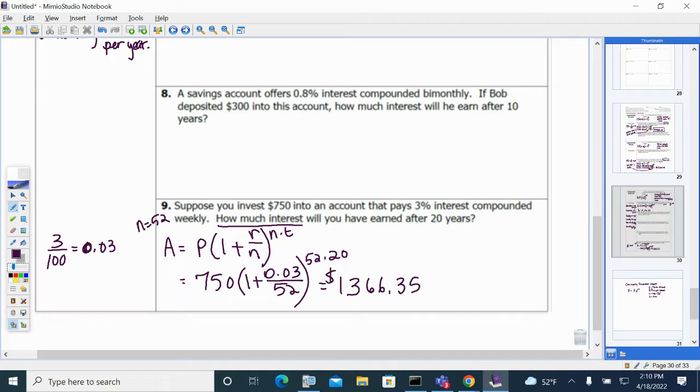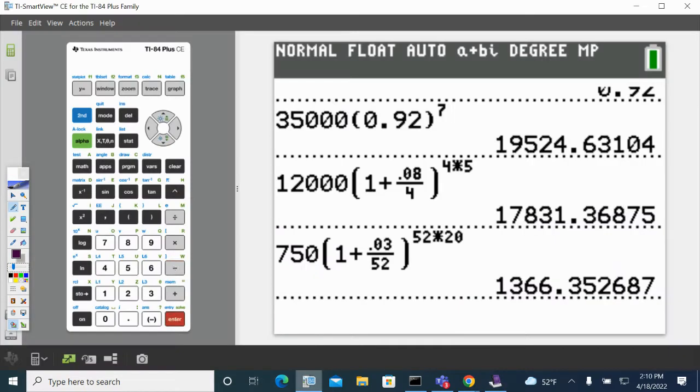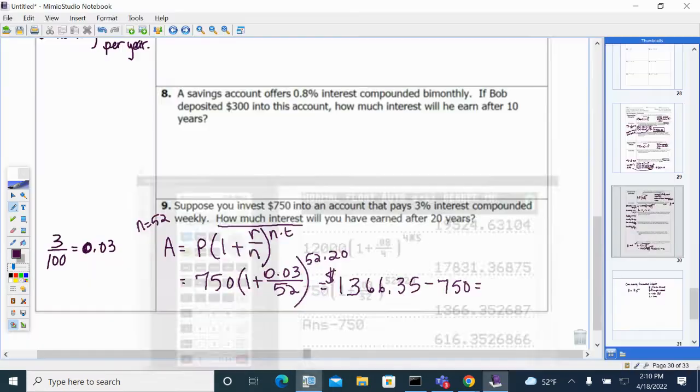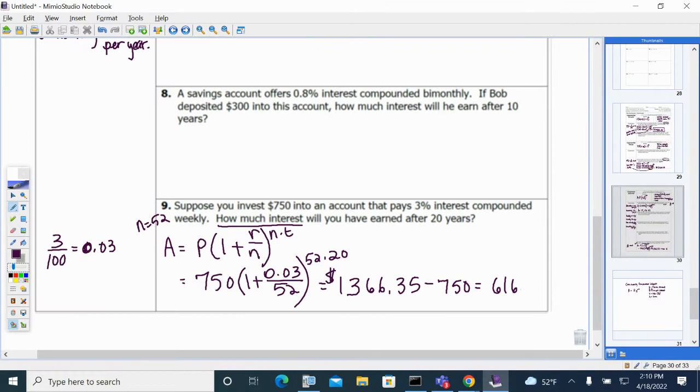Now, y'all, that represents the total amount. That includes that initial investment of $750. So when it says how much interest, we then have to subtract off that initial investment, and we get $616.35. Which, not a very good investment because you still haven't quite doubled your money and it's taken you 20 years to do that. So there's that.